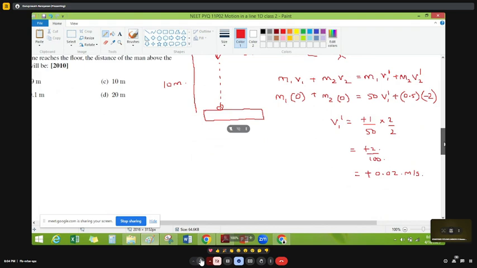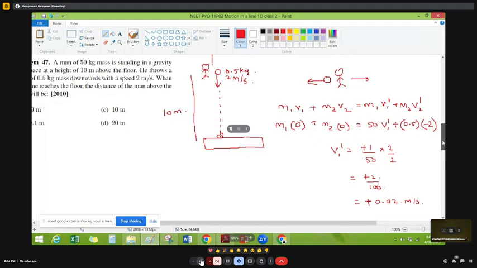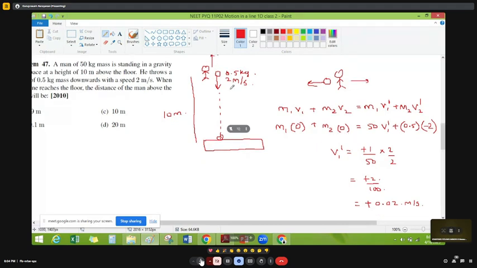So by the time this ball reaches here, this man would have flown somewhere here, this side. Okay, that is what they are asking. How far from the floor? So that means the time taken for this to reach here. Remember, there is no gravity there.